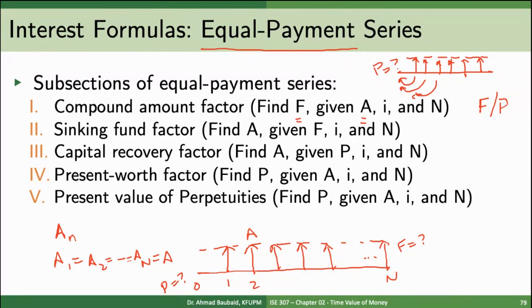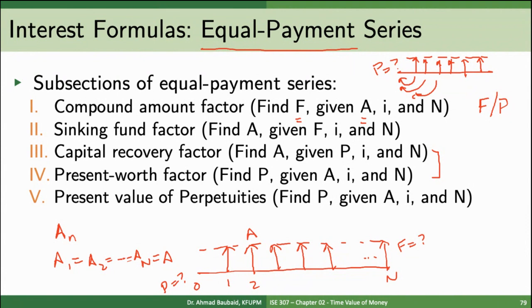And then, of course, you can find P. So we have two factors here that are related to P. And they're basically kind of the same thing. You may be given A, and you need to find the present value. So that's called the capital recovery factor. And then you may be given P and asked to find A, and that's called the present worth factor. And we'll see detailed examples of all of these, by the way. So don't worry about not absorbing anything on this slide. I just wanted to introduce it to give you the lay of the land, so you can see where we're headed.